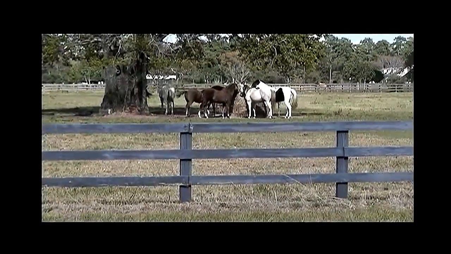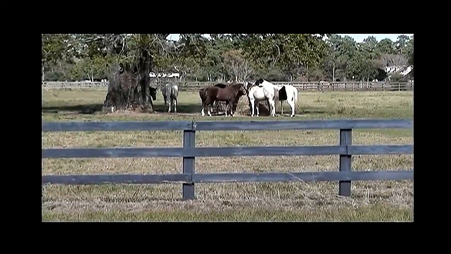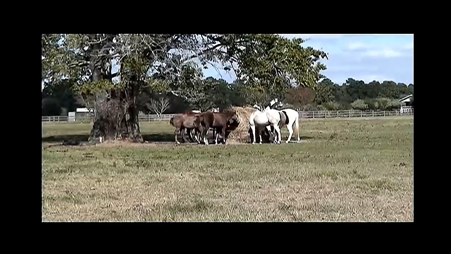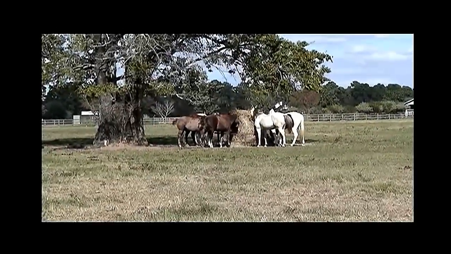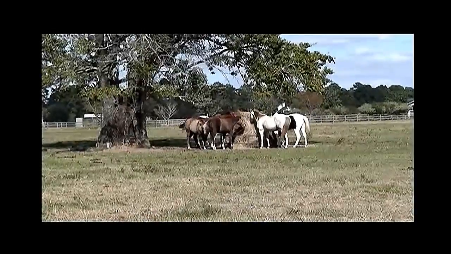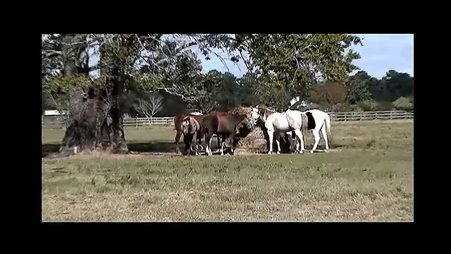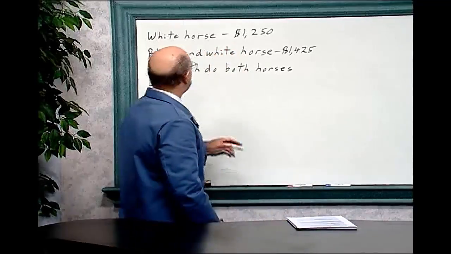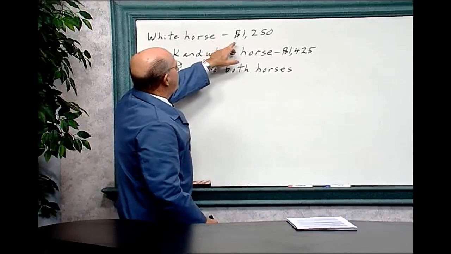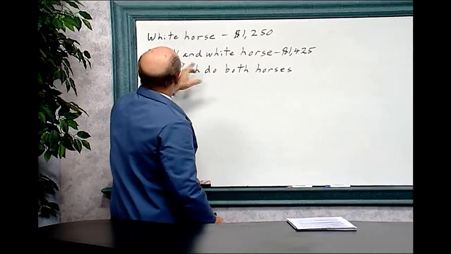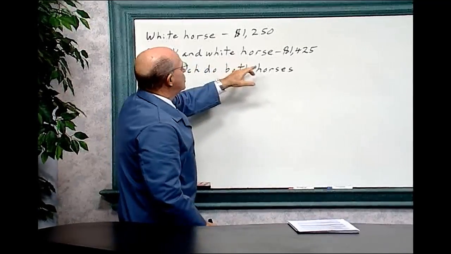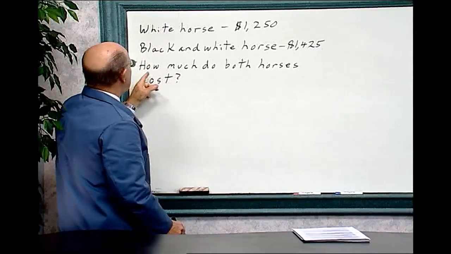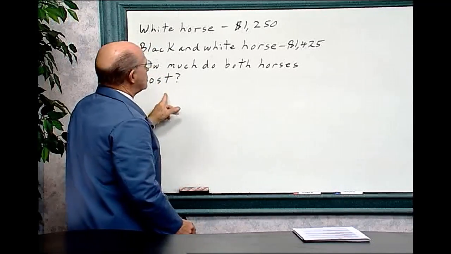You are looking to purchase 2 riding horses. You pass this place and you see horses for sale. You buy the white one for $1,250 and the black and white one for $1,425. How much do both horses cost? Let's do the math. The white horse cost $1,250. The black and white horse cost $1,425. And the question is, how much do both horses cost?